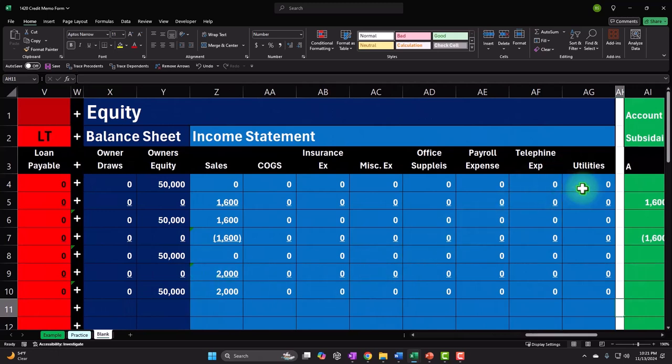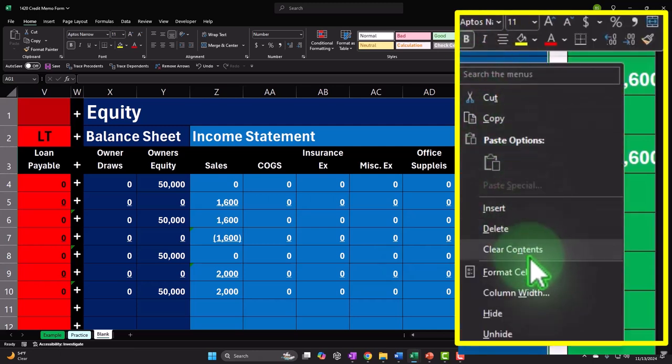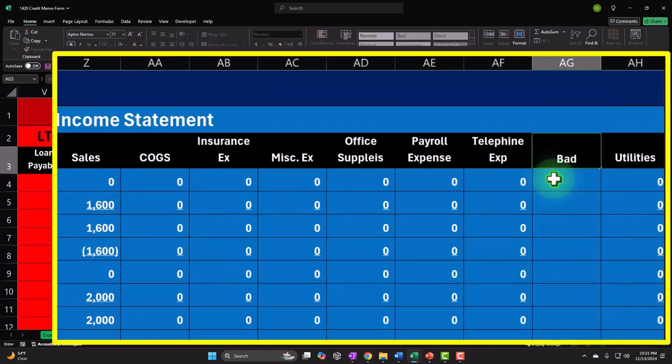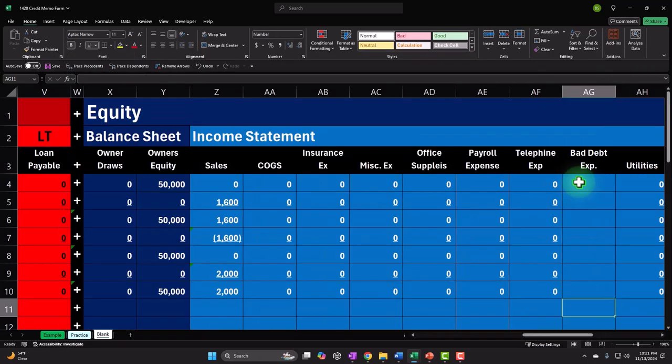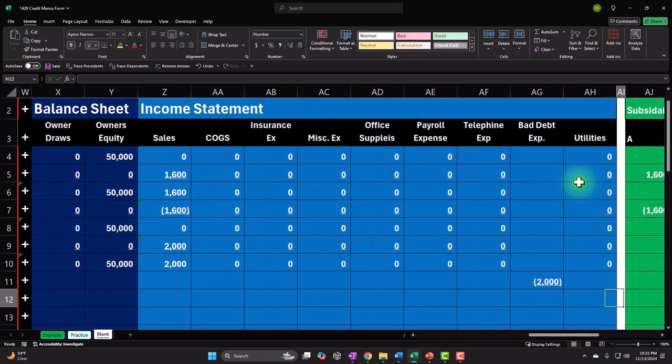I'm going to put a column over here before the utilities by selecting AG, the entire column, so that when I right click and insert, it will apply items to the left of it. So insert, there it is. Beautiful. So this is going to be bad debt expense. Let's just say expense. So bad debt expense is going to be -2,000.